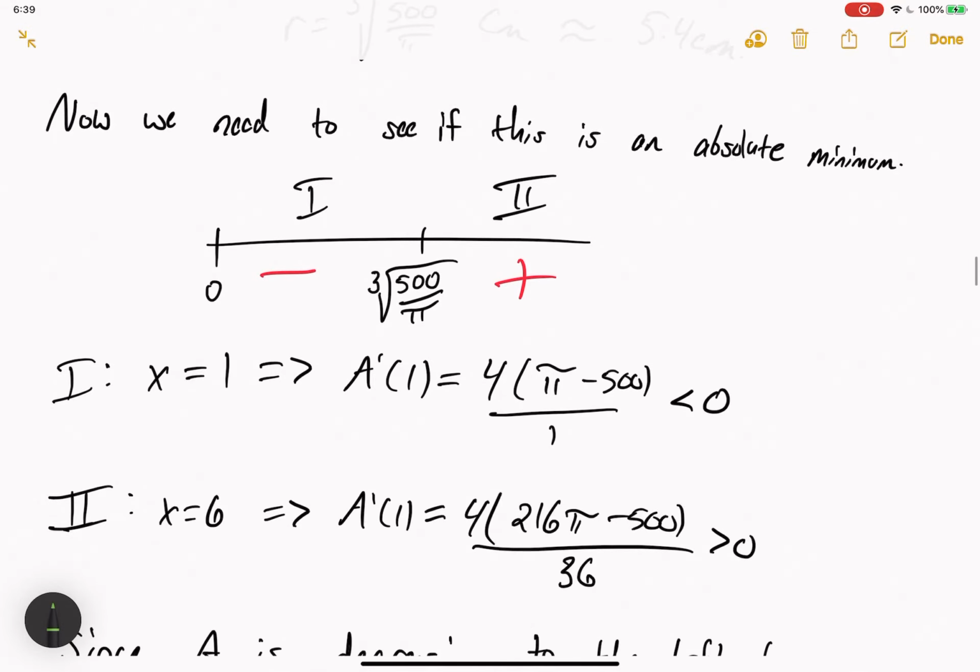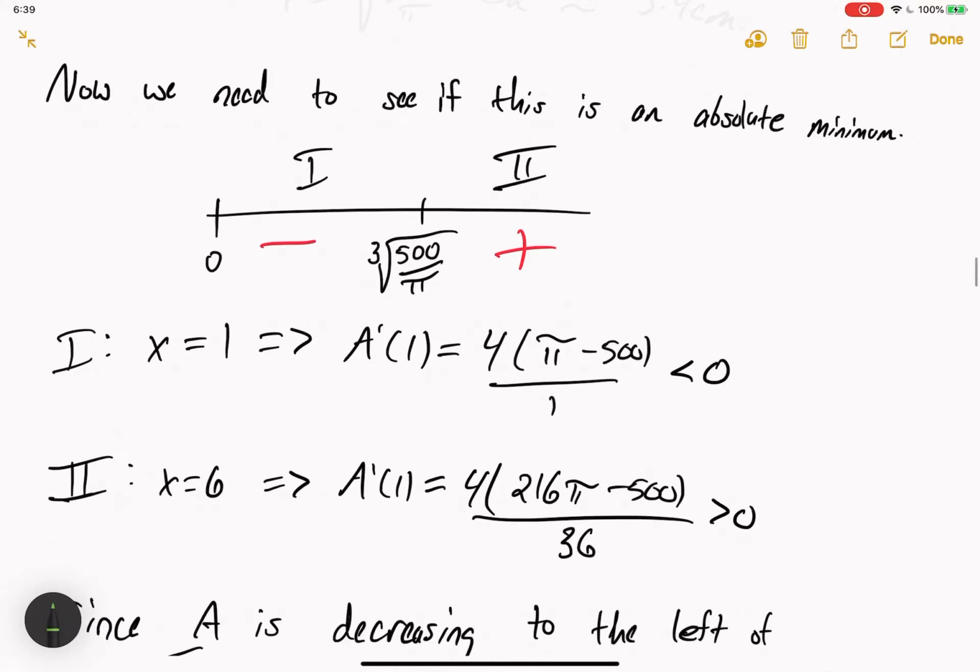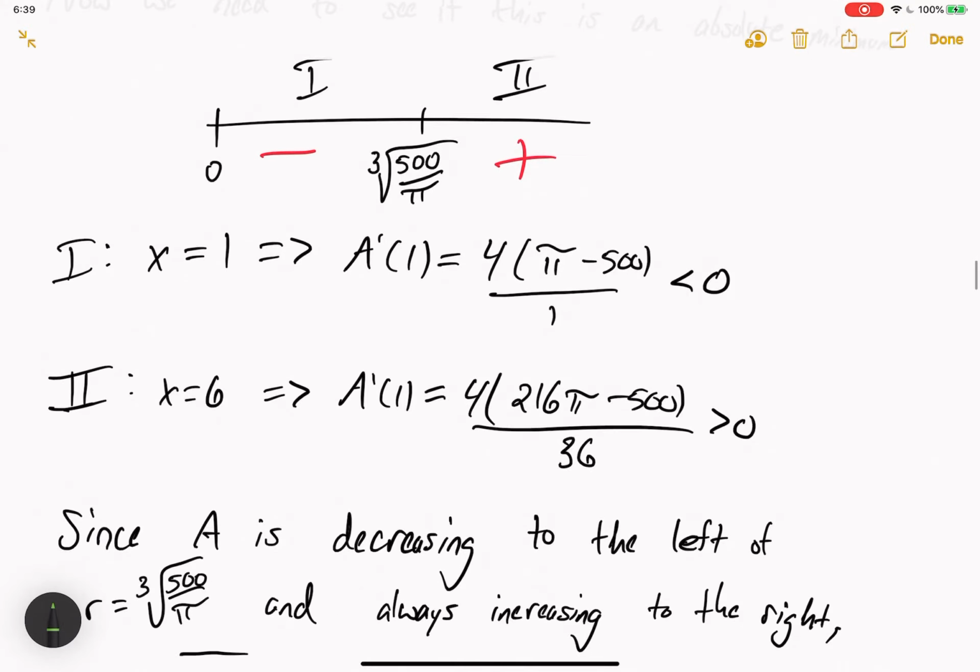So the next thing we need to do is verify that it's an absolute max or an absolute minimum. So we do interval testing. We could break up the interval into 0 to the cube root of 500 divided by pi. I don't know what I said there.